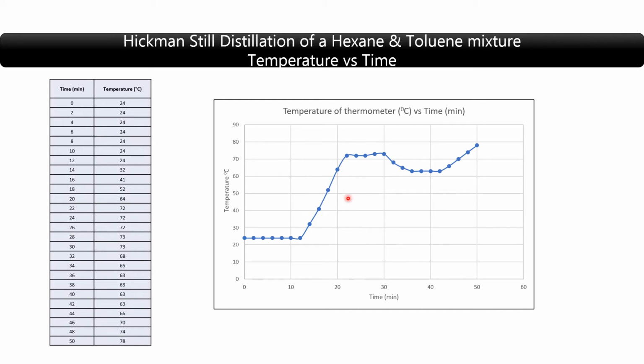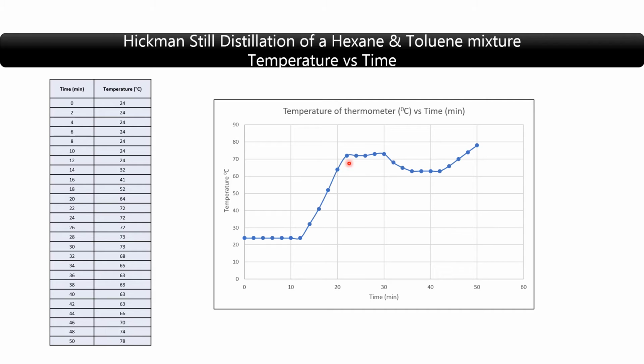And at this time point, which is around 22 minutes, we can see 72 degrees Celsius, it's very close to the boiling point of hexane. Hexane is actively boiling now. And for the next several minutes, we don't really see much of a change in the temperature. Why is this?